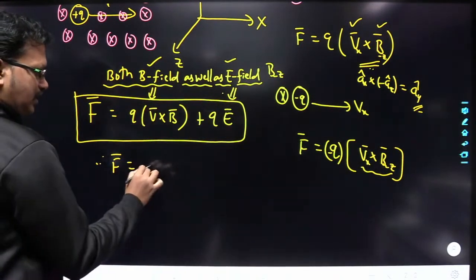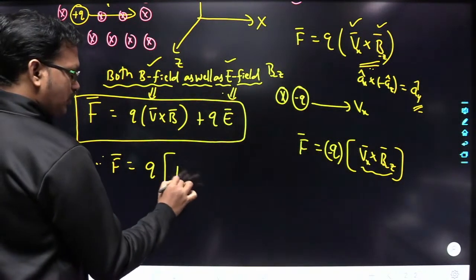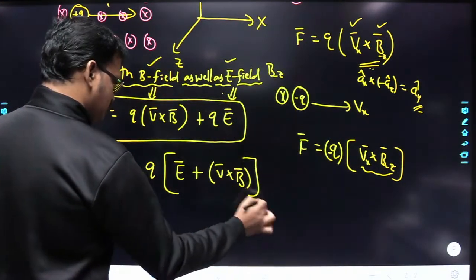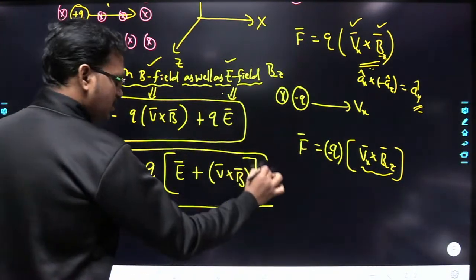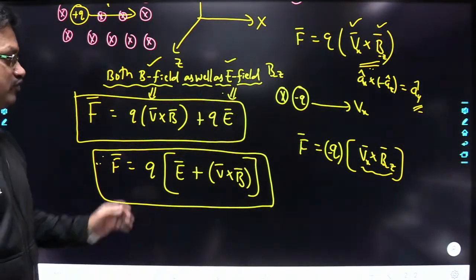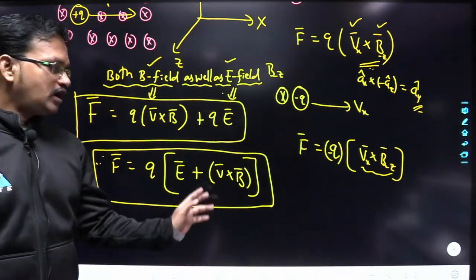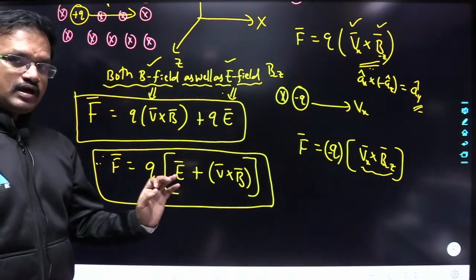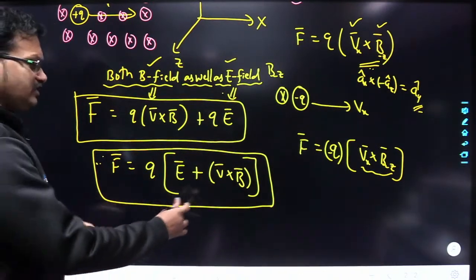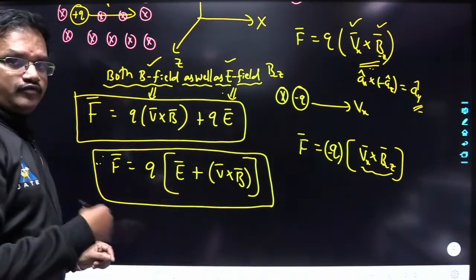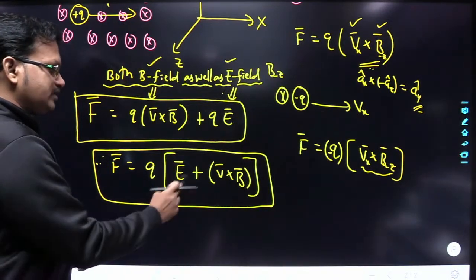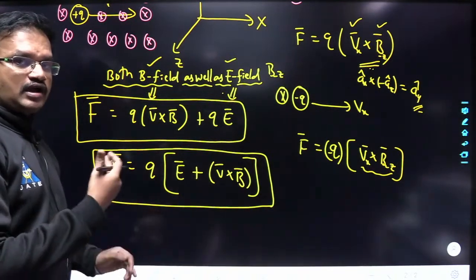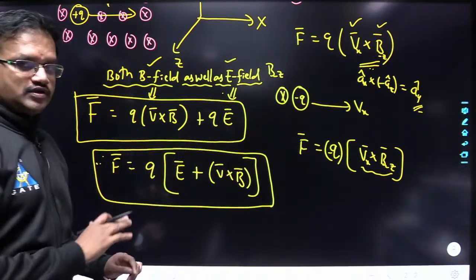Therefore F bar is equal to what here? I can take Q common. So you are going to get Q into E bar plus V bar cross B bar. So in this manner I can write the Lorentz force equation if both the B field as well as electric field are present. Understood? If you are considering only B field, then you have to consider only this term here. If you are dealing with only electric field, then you have to consider only this term. If you are having both the fields in a region, then you have to consider the total equation, right?